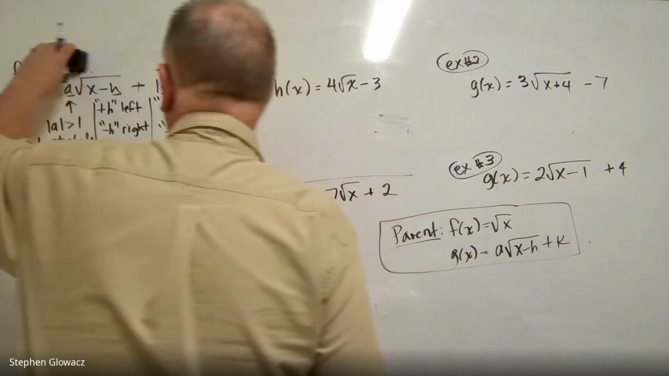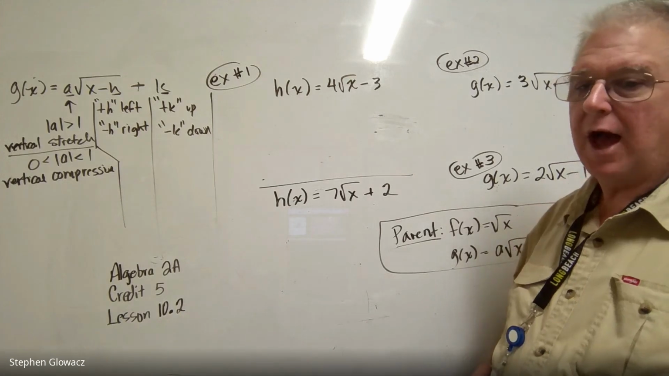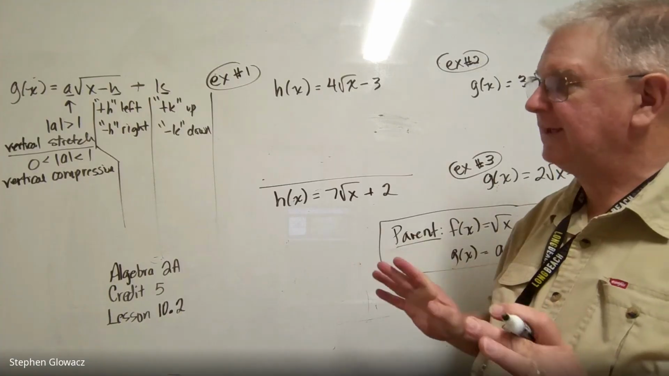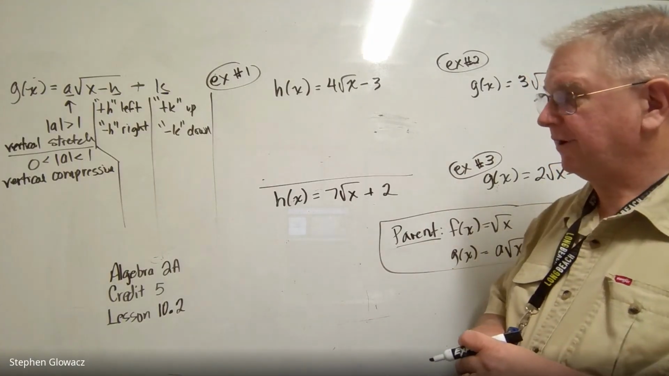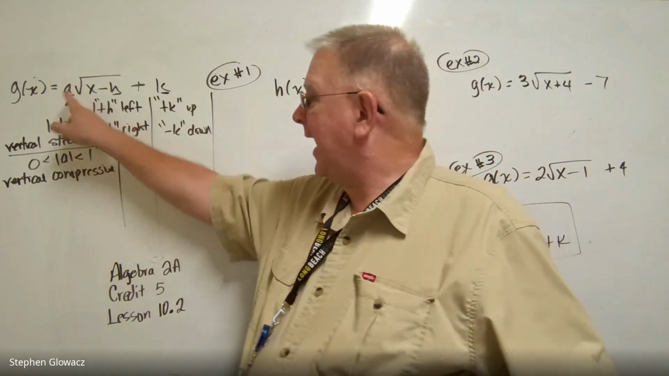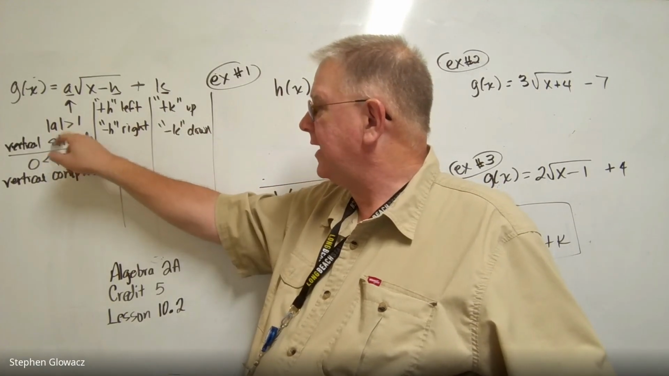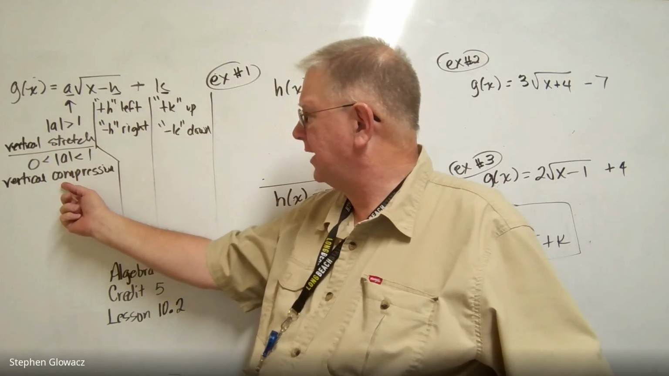All right, so we see the familiar a, h, and k up here, which we've seen in previous lessons with other types of functions. The good news is they do the same thing. They have the same effect on the graph that they did in previous lessons. So remember with a, if the absolute value of a is greater than 1, that's a vertical stretch. If it's between 0 and 1, that's a vertical compression.